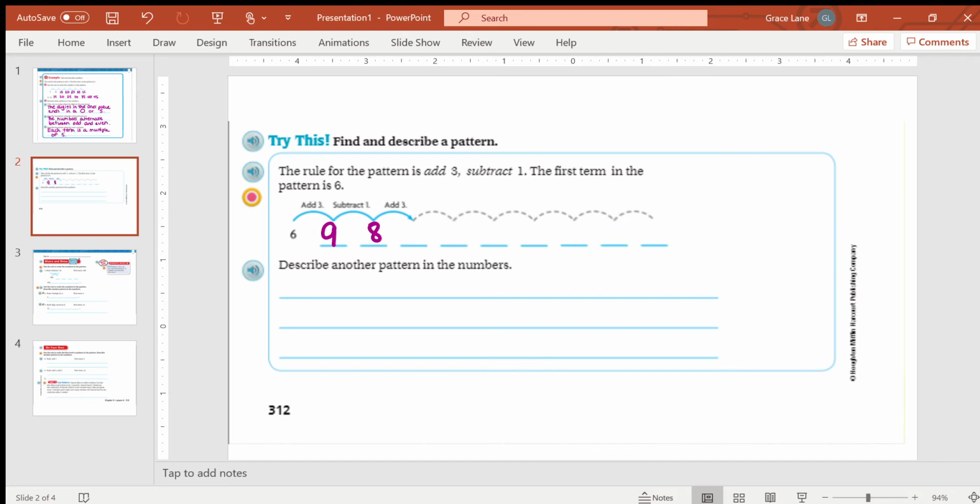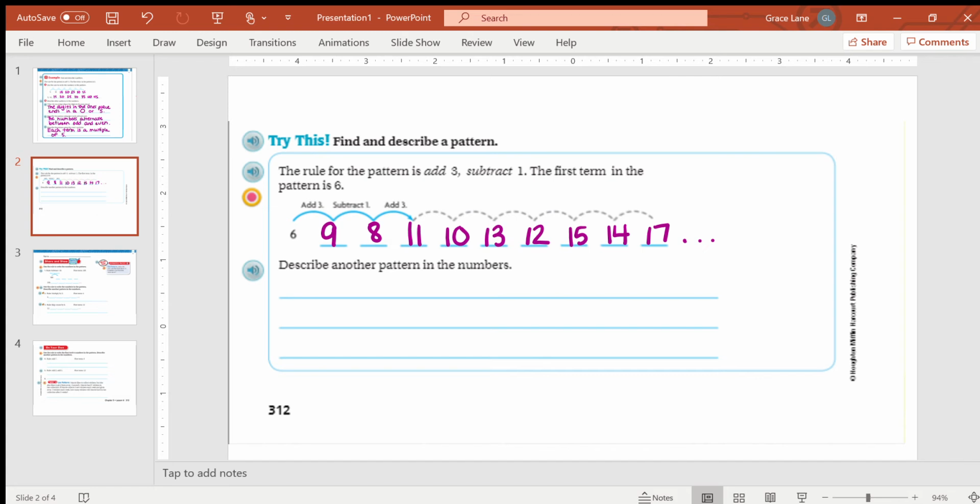Now start the pattern over. Add 3, you get 11. Subtract 1, you get 10. Add 3, subtract 1. Add 3, subtract 1. And then add 3. Then if we wanted to, we could keep listing, but it doesn't have us do that. Okay, so that's our pattern.